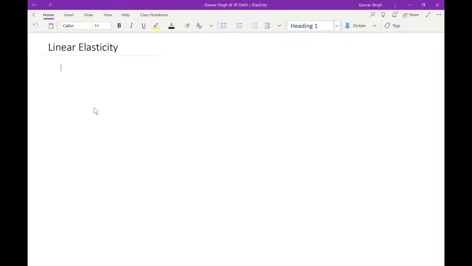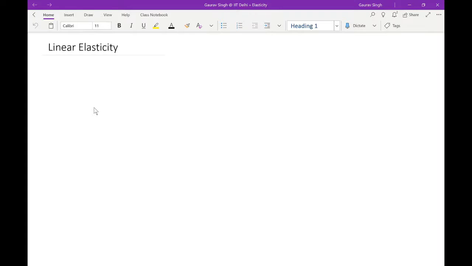Everyone. In this class, we'll be discussing the topic of linear elastic material, linear elasticity. The way we would proceed is first I will try to motivate why we are learning this subject of linear elasticity. And then we'll get into the mathematical details of how to move along. So let's see if we can proceed.